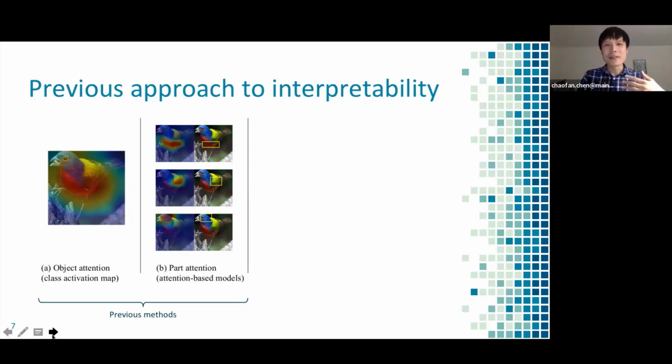Basically it means that these models tend to point to either the entire object or the important parts of the objects in the input image and say that, hey, the network makes this decision because of this object in the image or these parts of the object in the image, okay? But the problem with just having the attention is that it points out important parts, but the network never explained why these parts are important.